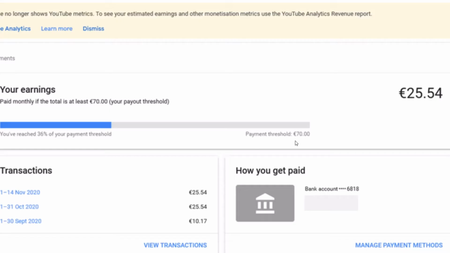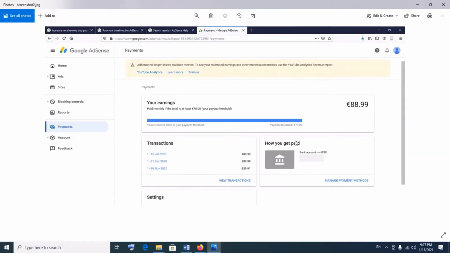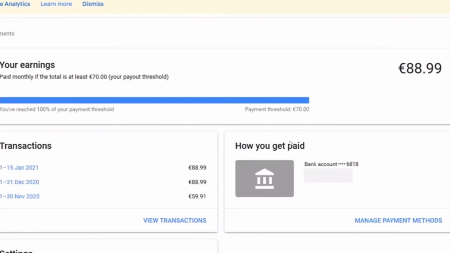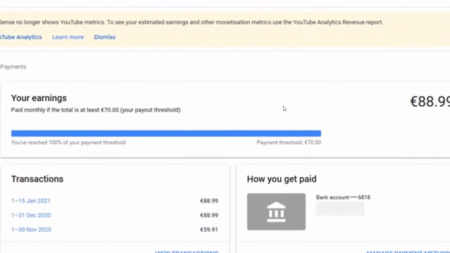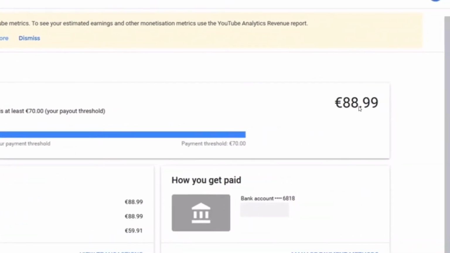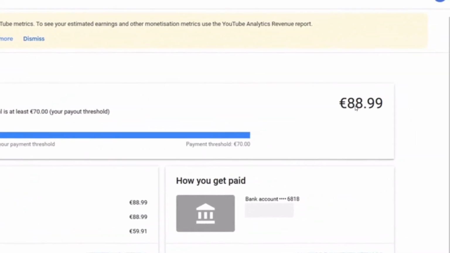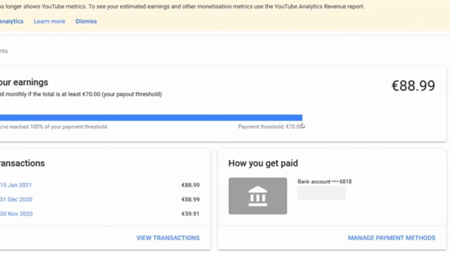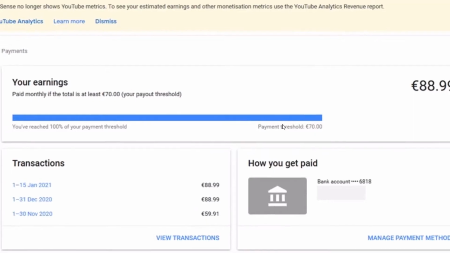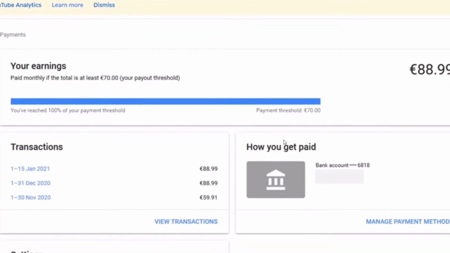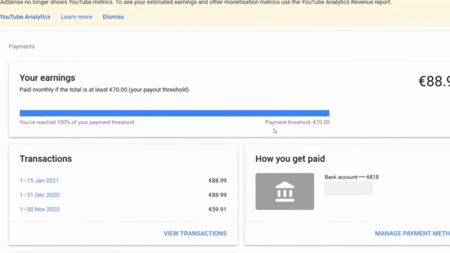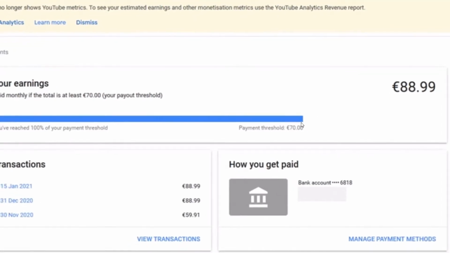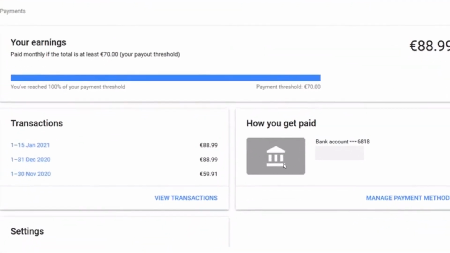Now the second question is, when I finally reach the maximum threshold, as you can see, for instance, at the end of January I had, let's say, 88 point something euros. Since I've reached the threshold, when should I expect Google AdSense to pay me? In other words, when would Google AdSense transfer my 70 euros into my bank account? So this is the second question.